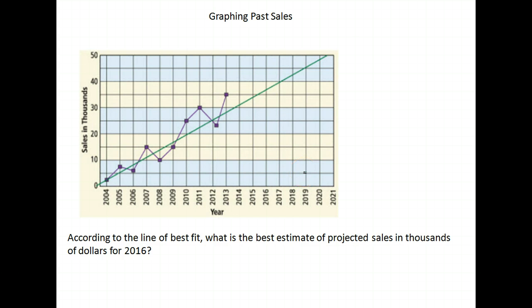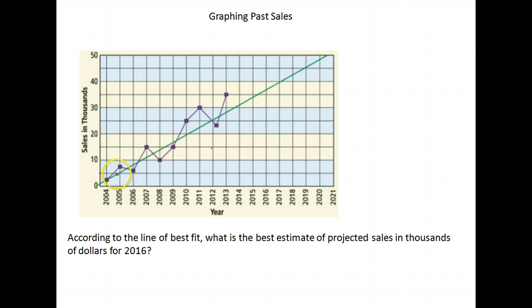Okay, let's take a look at some graphs. What we like to do is graph our past sales. So notice this company has the years down here, and these boxes or points here are their sales. So in 2004, this is in thousands of dollars. So here's 10,000. This would be 5,000. This is probably about $2,500. In 2004, they did $2,500 worth of business.